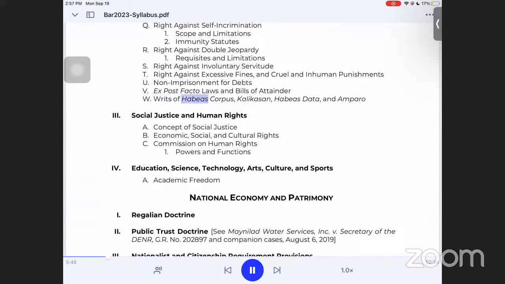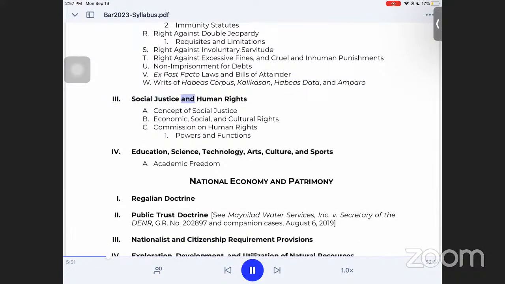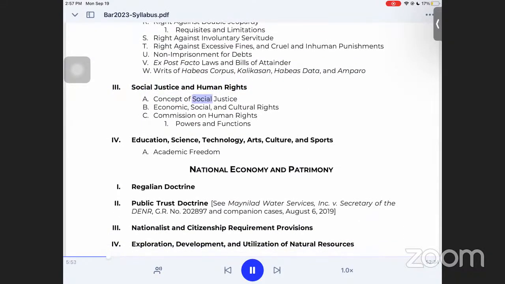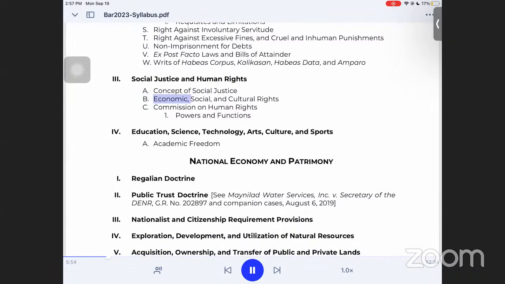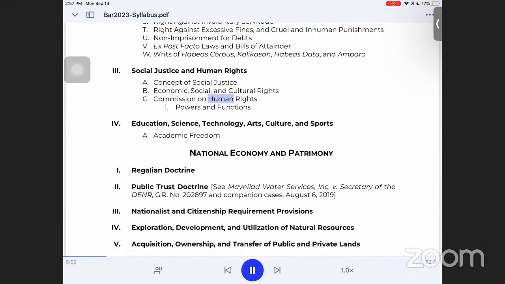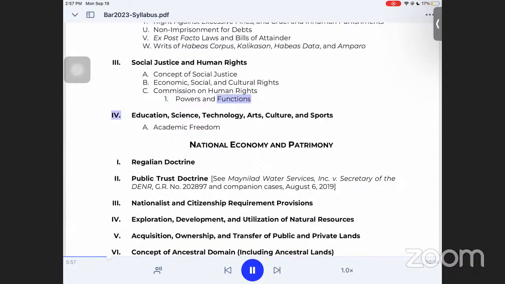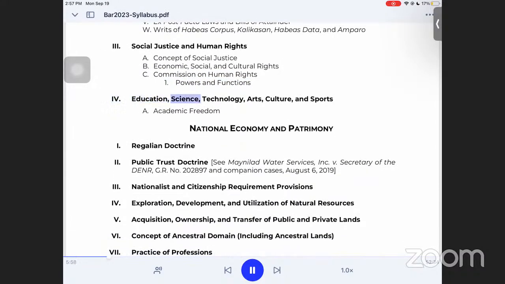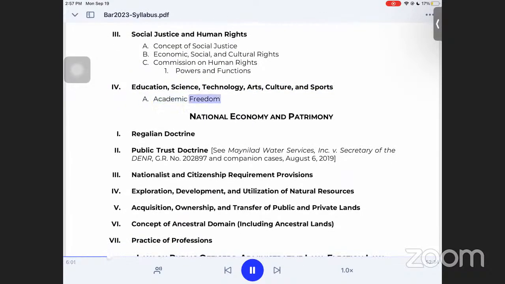W. Writs of habeas corpus, certiorari, habeas data, and amparo. 3. Social justice and human rights. A. Concept of social justice. B. Economic, social, and cultural rights. C. Commission on Human Rights. 1. Powers and functions. 4. Education, science, technology, arts, culture, and sports. A. Academic freedom.